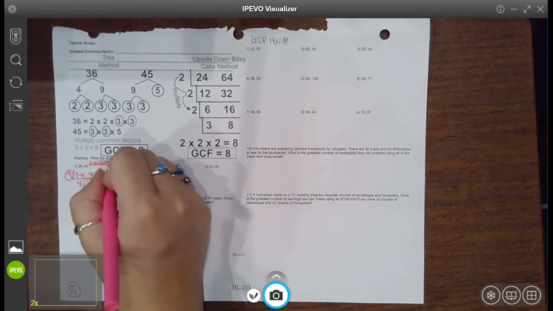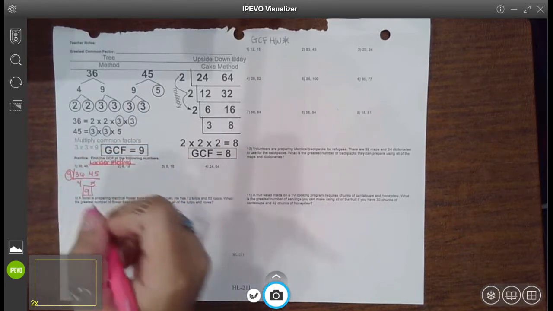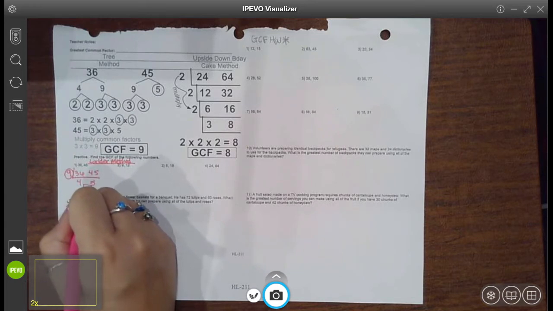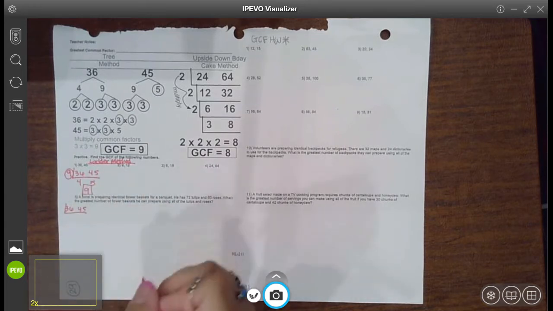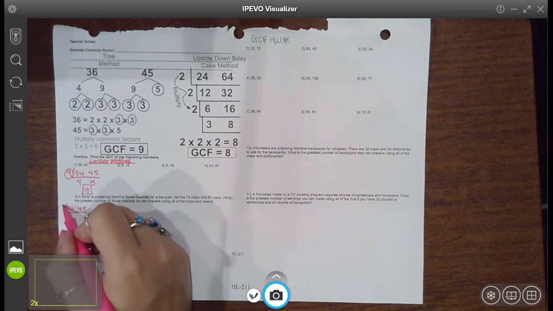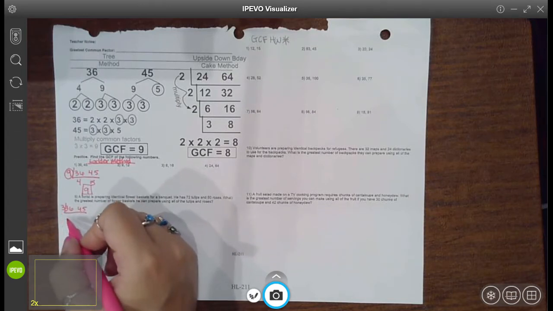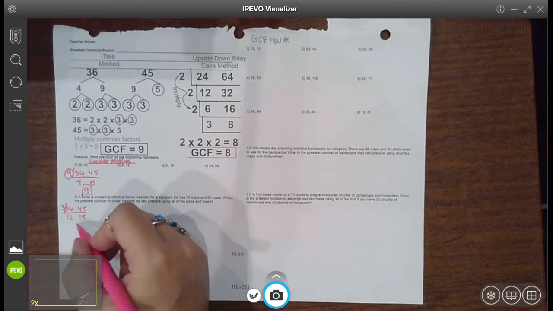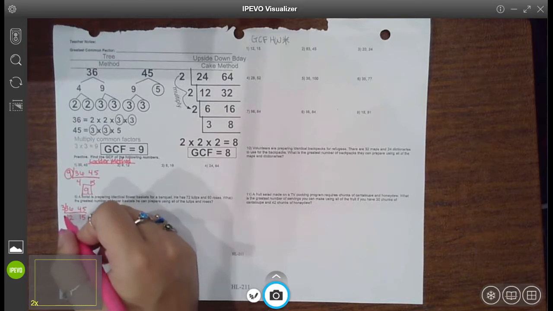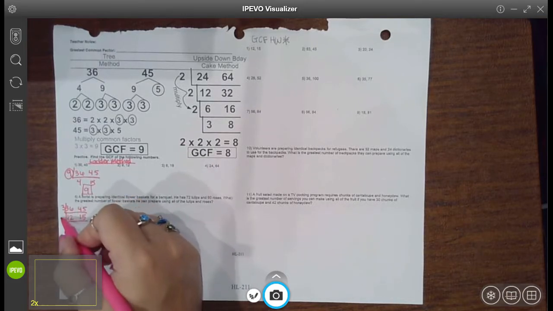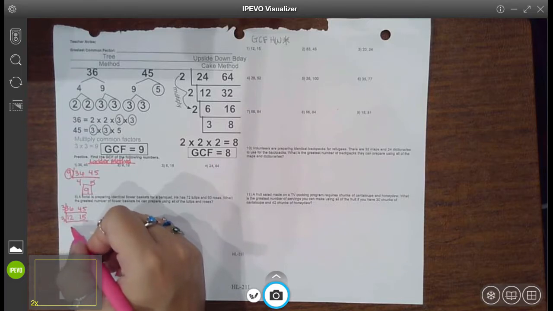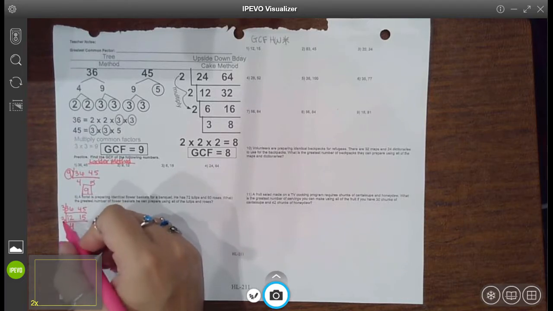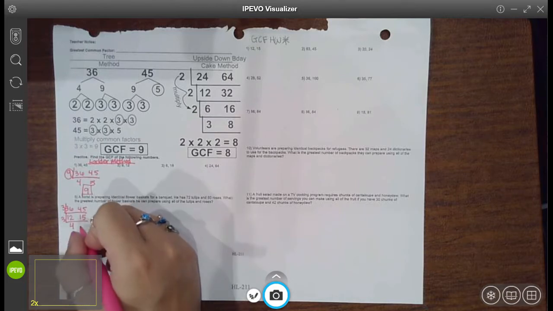And some of you were like, wait a minute, but mine look different. Well, I don't have very much space, do I? 36 and 45. Let's say you didn't see that 9 could go in. Instead, you saw 3. Well, 3 times what is 36? 12. 3 times what is 45? 15. Can you keep going? Can anything go into 12 and 15? Yes, 3 can. So then you pull out a 3. 3 times what is 12? 4. And 3 times what is 15? 5.